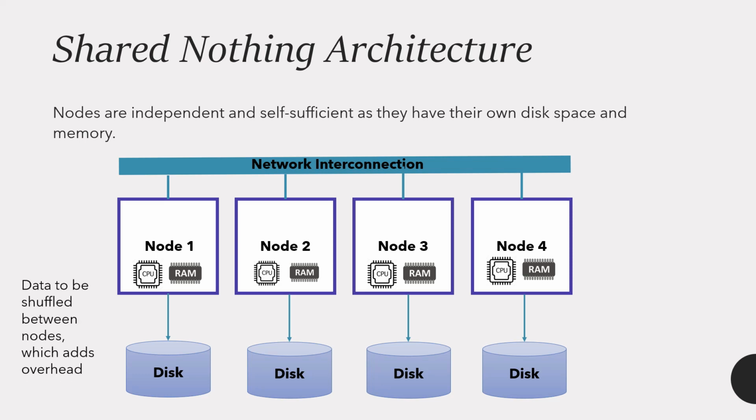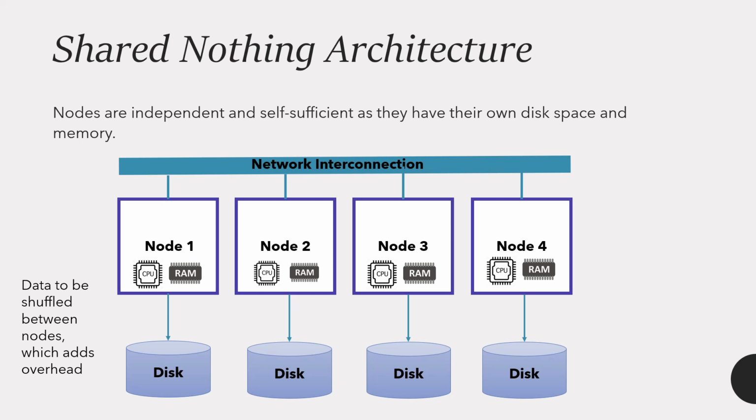Now the flip side of having this kind of architecture: why did this architecture come into place? Because shared disk architecture had limitations, like the complexity of distributed locking. That is why shared nothing came into the picture. But here the data had to be shuffled between nodes, which adds to the overhead.